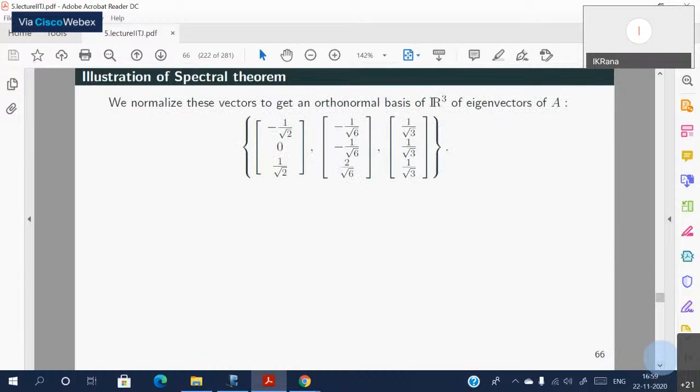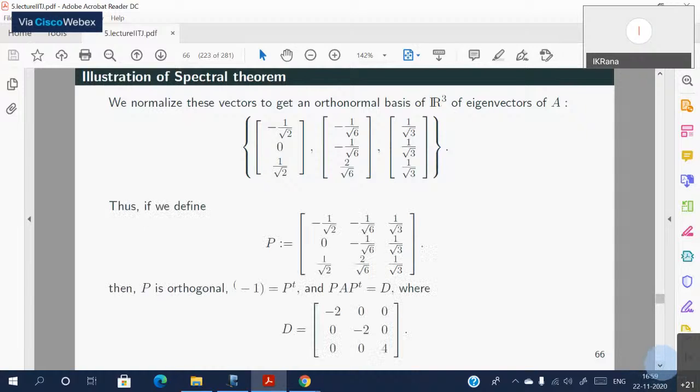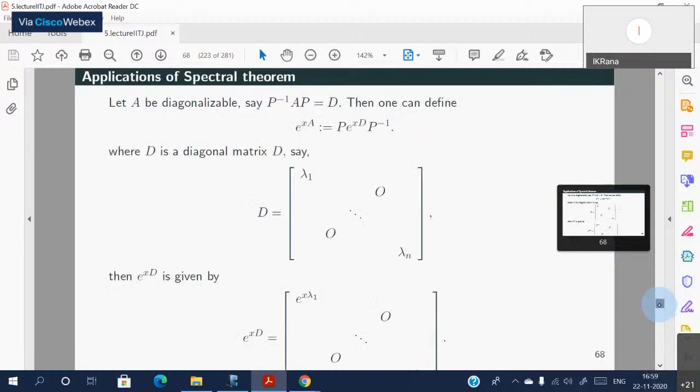So this is the mutually orthogonal set of vectors which are eigenvectors, the first two for the eigenvalue lambda equal to 2, and the second one for 4. And when you write P as the matrix with these as the columns, that will give you P inverse AP to be diagonal. So that is what diagonalizability of a real symmetric matrix involves.